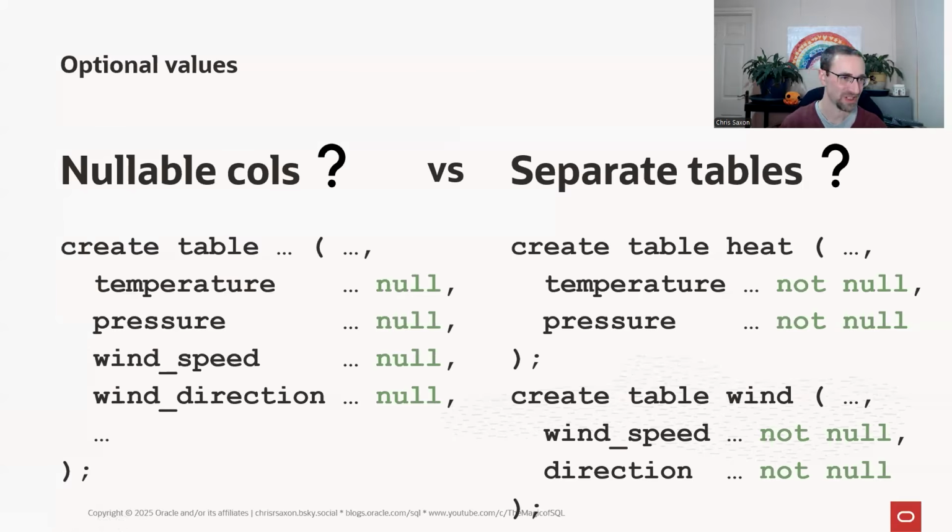So the question here is, do we just have one giant table for each reading? There's a row, and potentially we've got a whole bunch of null values, right? If we're just capturing rainfall, all those other columns are going to be null all the time. Or do we have a separate table that just stores rainfall with a not null constraint on it, a separate table for wind readings, a separate table for heat readings, and things like that? What do we think? Nullable columns or separate tables? To normalize or not to normalize?